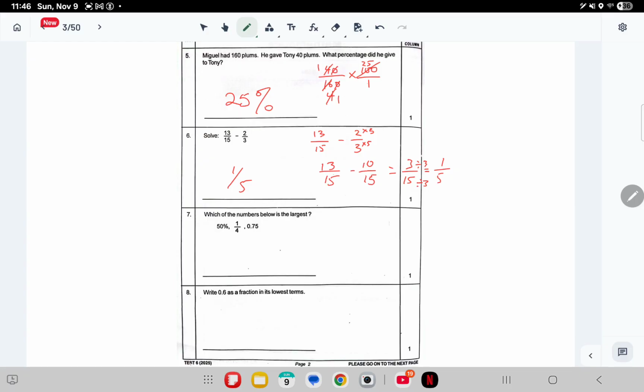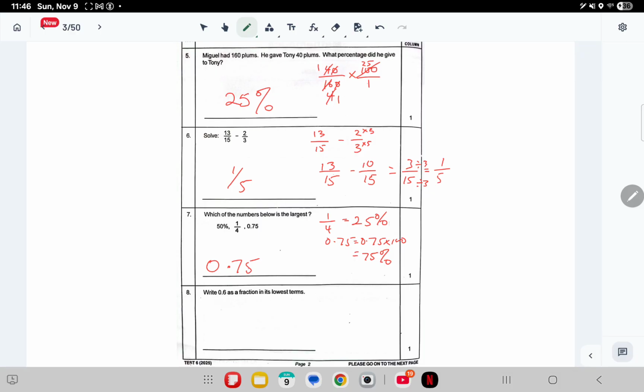Which of the numbers below is the largest? So we have a percentage, a fraction, and a decimal. Alright, so we could change all to percentages. So we have 50% is 50%, 1/4 is equal to 25%, and 0.75 is equal to 75%. So which one is the largest? 0.75.